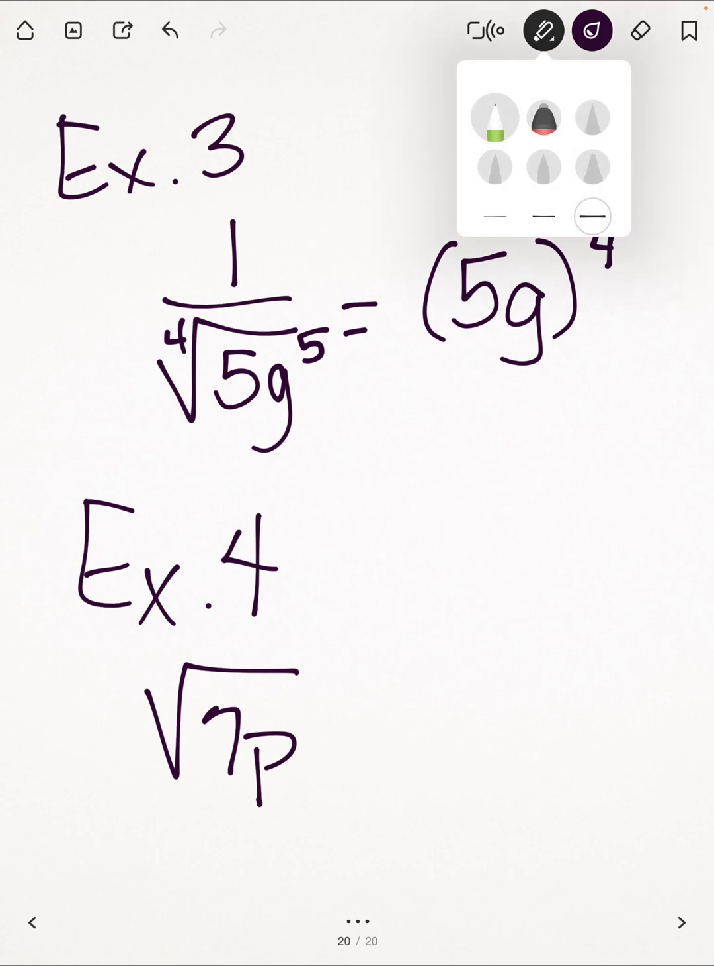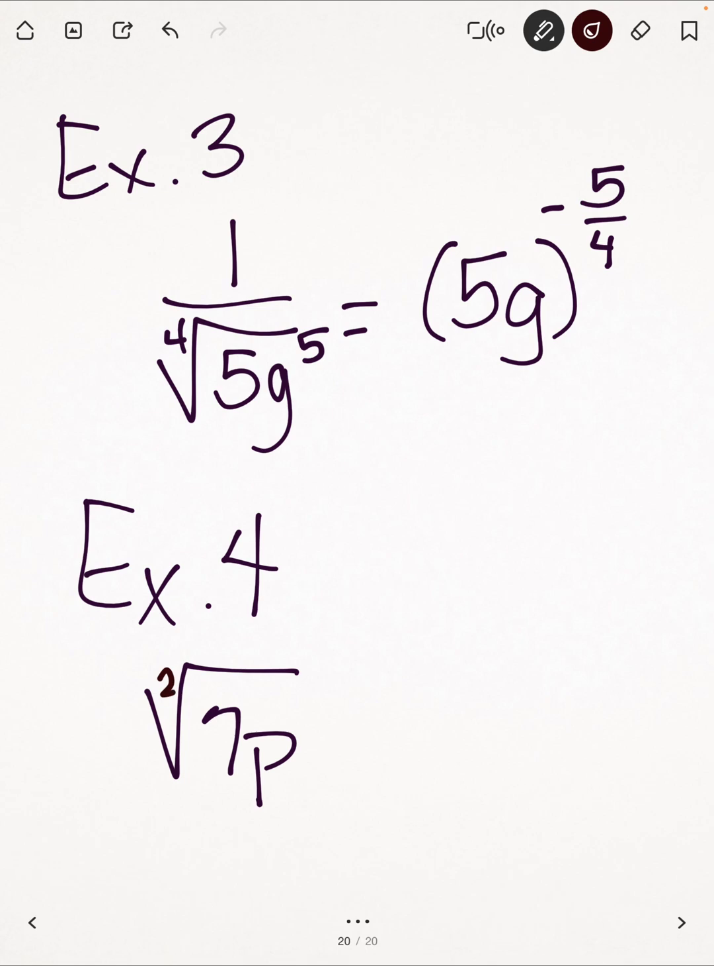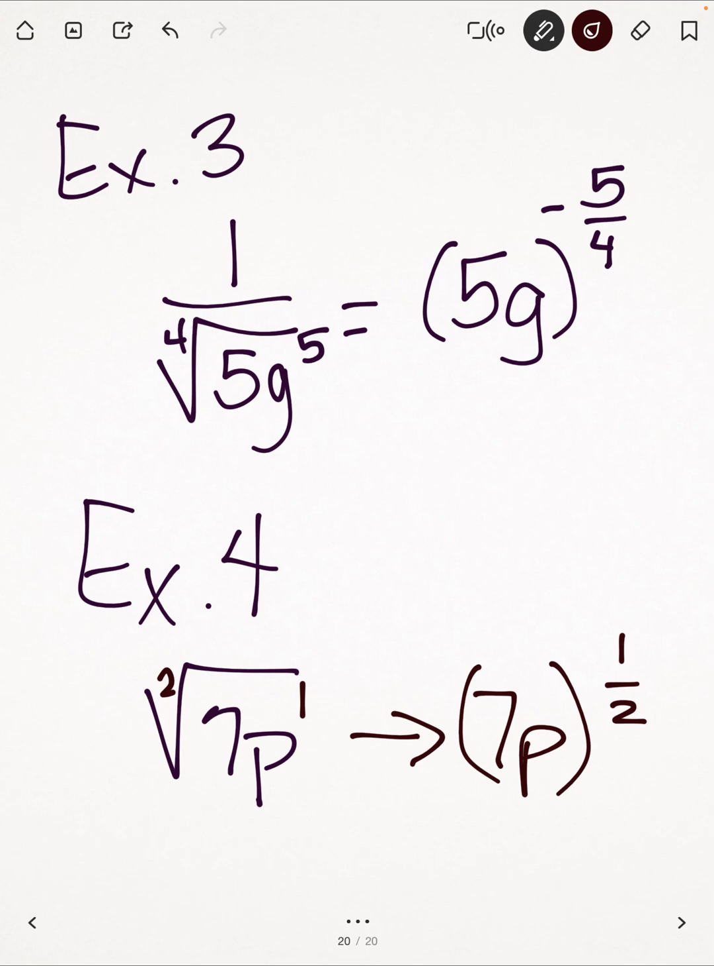If there is not a number, I'm going to change colors so you can see my emphasis point here. So if there's no number in the front, there's an invisible 2, and in the back is an invisible 1. So when we write this as an exponent, we're going to put 7p in parentheses, and then we're going to put the bottom number, which is 2, in the front, and the top number will be 1 in the back.